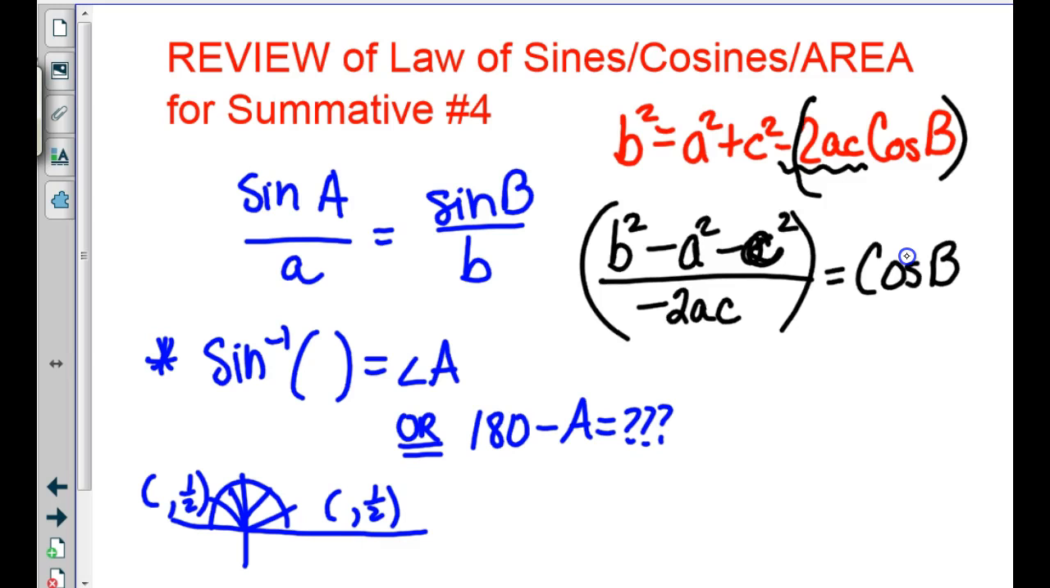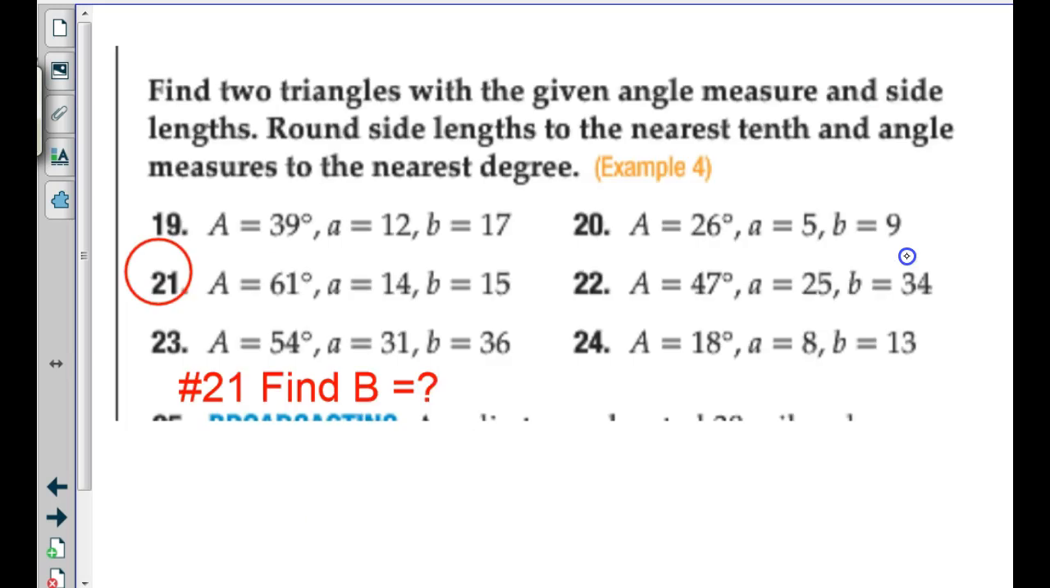Okay. So let's practice. This question 21, I just want to find angle B. So I draw a triangle ABC. It says angle A is 61 degrees. Side A across from it is 14. Side B is 15. I want to find angle B. Okay? How do I set that up? How do I know what to use?